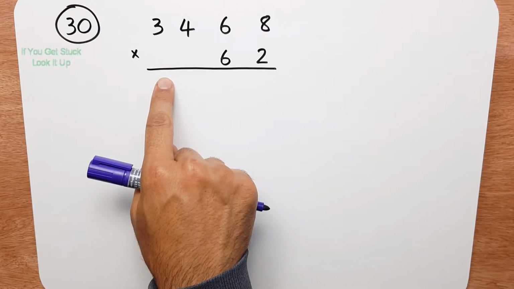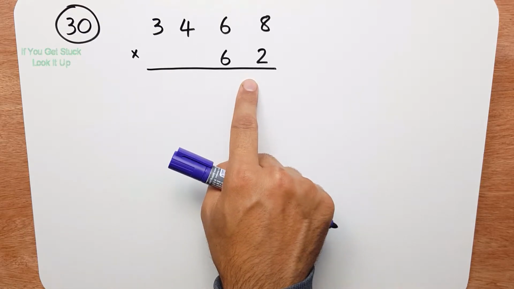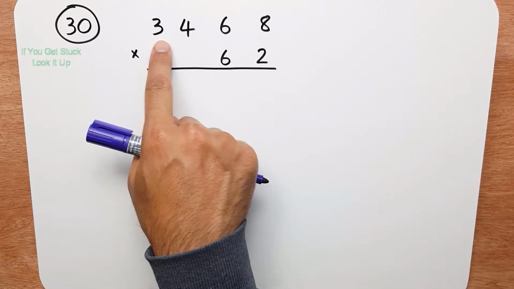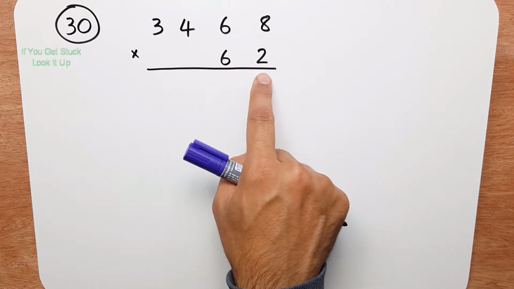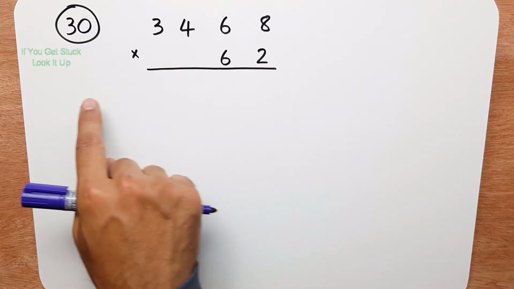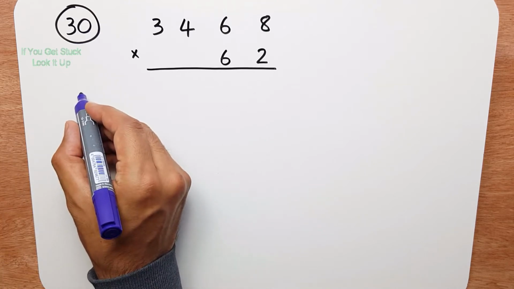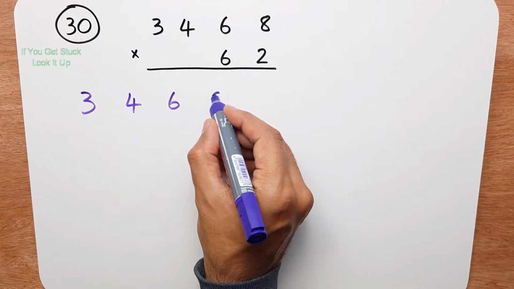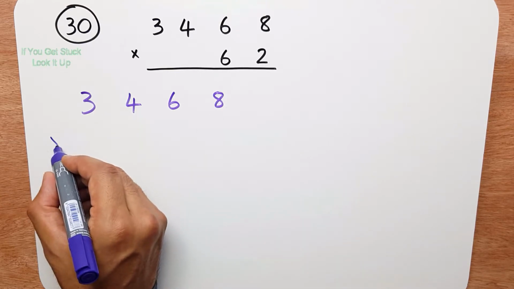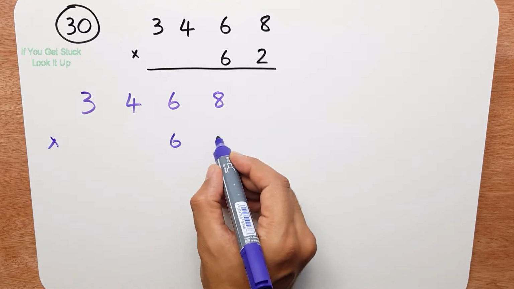In question 30, we're given this calculation to do. 3,468 times 62. So let's do column multiplication here. 3,468 times 62.